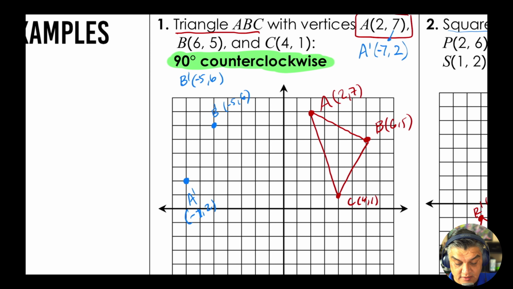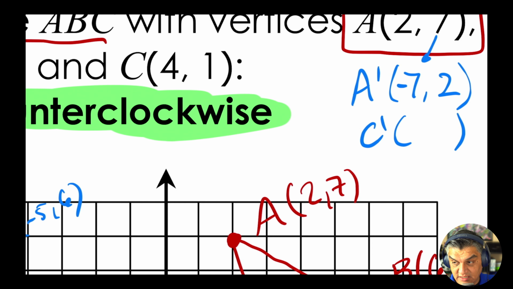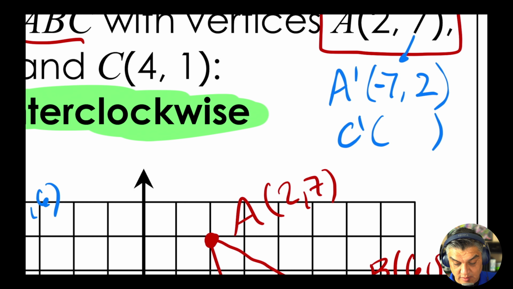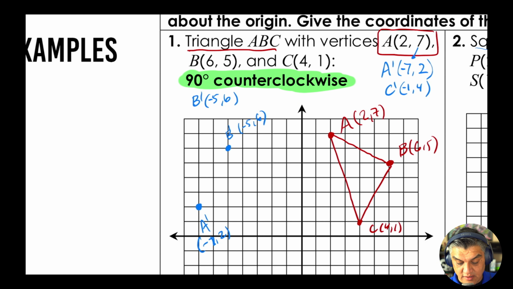And then my new C, or C prime would be, well, let's look at what C is. C is 4, 1. So C prime would be, flip them. So that becomes 1 and then 4. And then the first one becomes opposite sign. So negative 1, 4. Negative 1, 1, 2, 3, 4. There's my C prime, which is negative 1, 4. If I put those together, there you go.